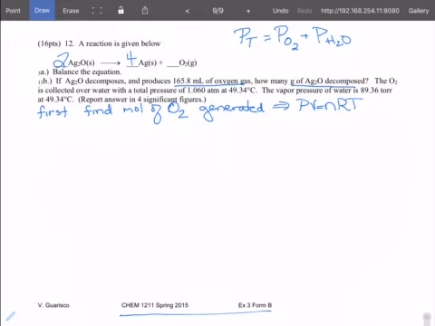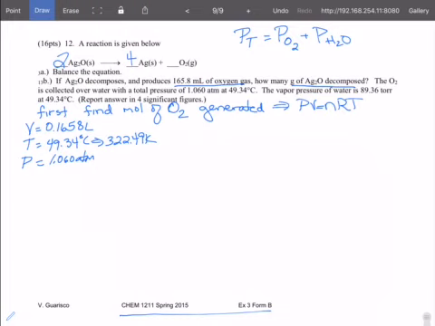Okay, so volume we know is 0.1658 liters. We know that temperature is 49.34 degrees C, which means it's 322.49 K. And our pressure is 1.060 atmospheres. Now, here's my problem.